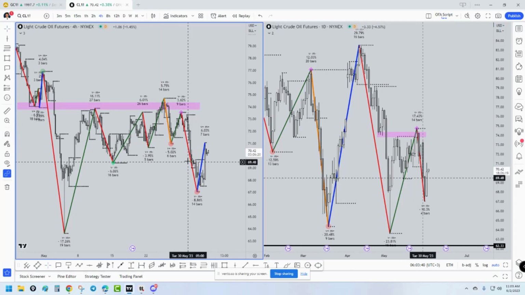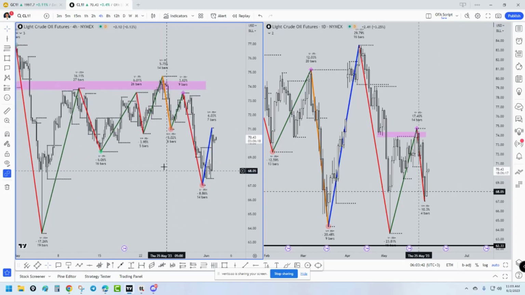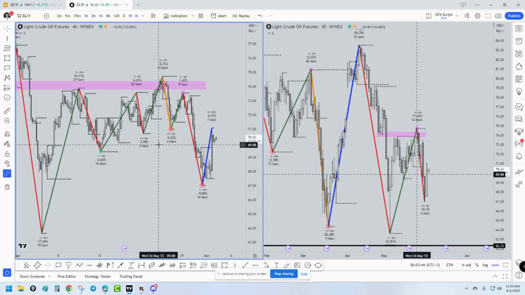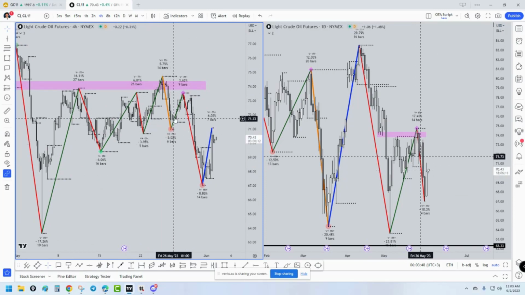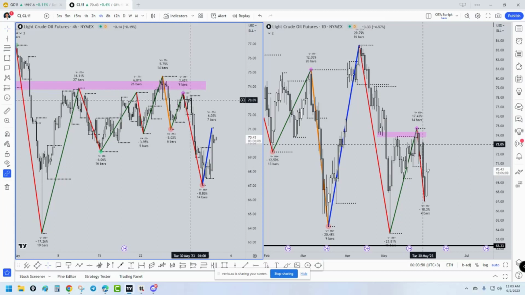So now we can go into the 4-hour time frame, and as you'll notice, we had the printings of both a circle that was then followed by a diamond.